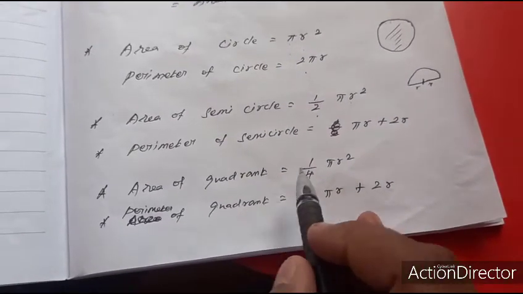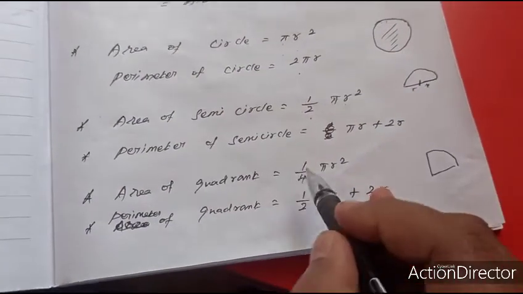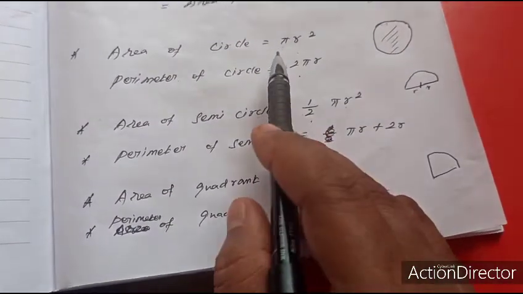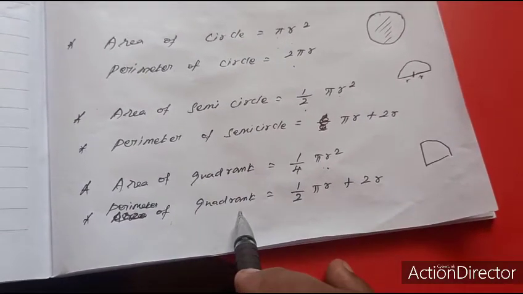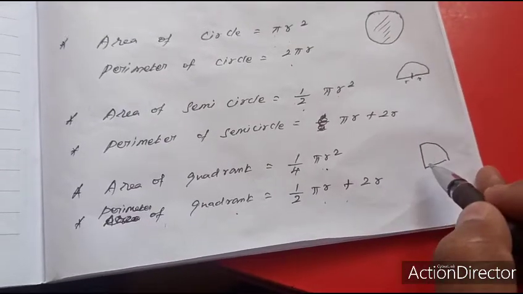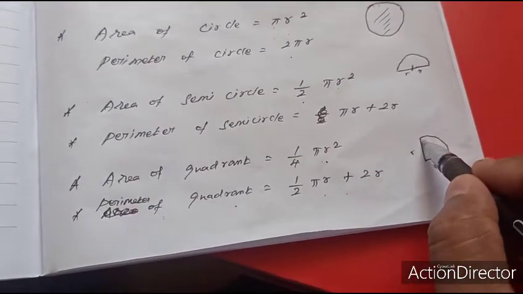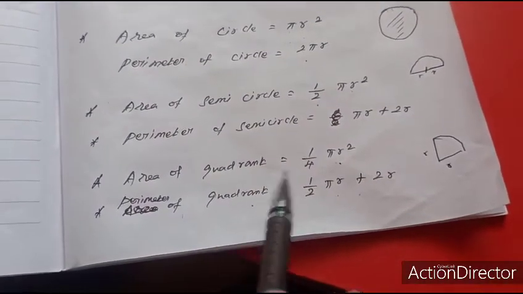Area of the quadrant is 1 by 4 into pi r square. Perimeter of the quadrant is 1 by 2 pi r plus r plus r, this portion, that is 1 by 2 pi r plus 2r.